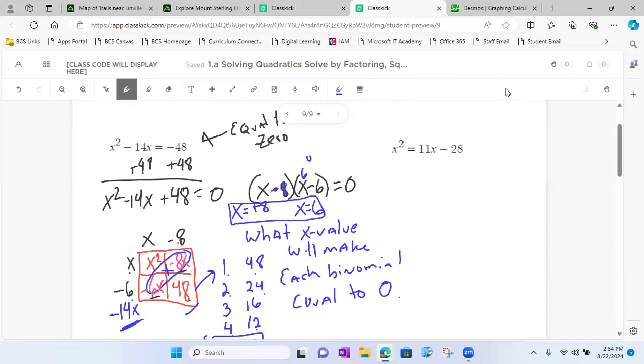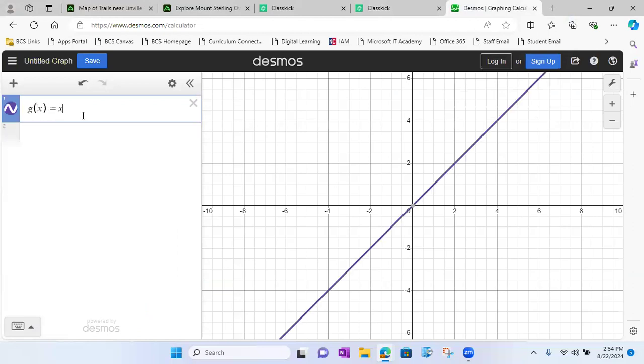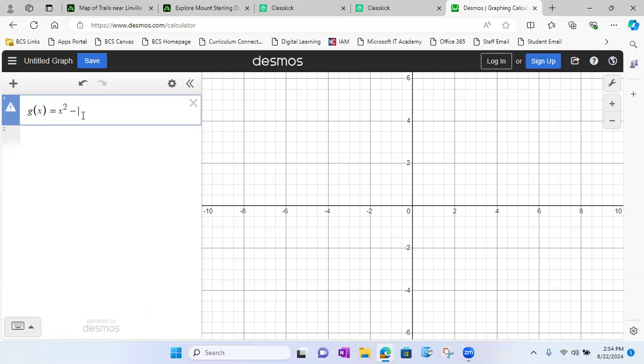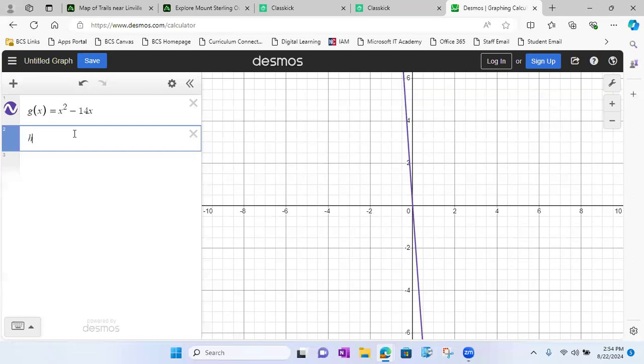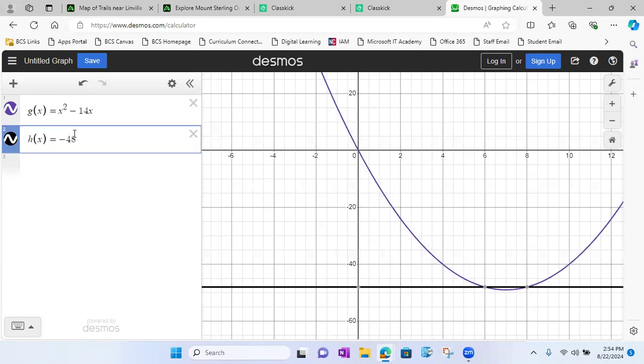Now, one thing we do want to do is check our work, of course. So we're going to come over here and plug it in. I'm going to give each side a name. g of x equals x squared minus 14x. And then I'll give the other side a name, which was negative 48. Maybe call that one h of x or something fancy like that. Put negative 48. And then I'm going to look for that intersection, and you'll notice, check it out. There's an intersection right there at 6, and there's an intersection there at 8. And that tells us that we have done this correctly by factoring.